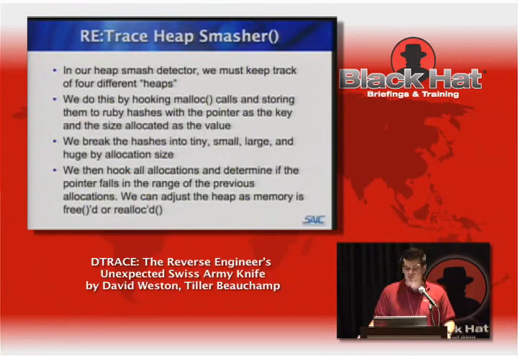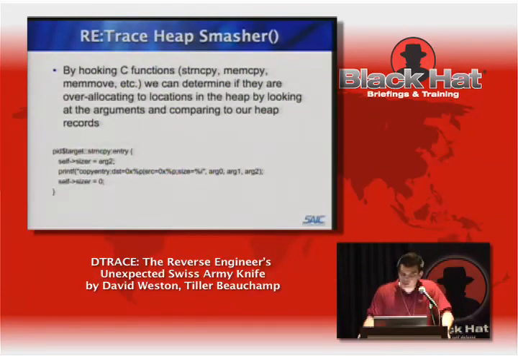We keep track of the 4 different heaps for you. We hook all the malloc calls and write them into Ruby hashes. Every time a malloc happens, I'm recording the address of the pointer and the size of that data, and I'm going to use that later to figure out if anybody screwed up. While we're doing this, every time memory is freed or reallocated, I have to keep track of that. I do that all for you. Again, we hook C functions that then use the heap data.